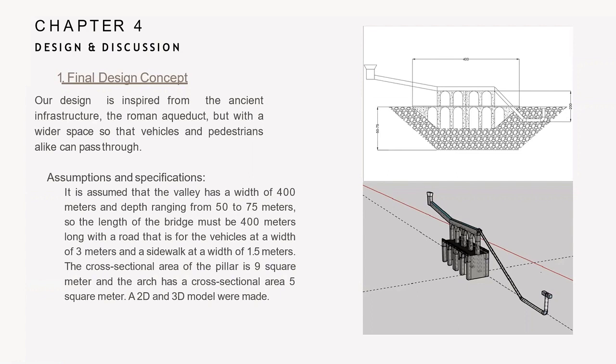The road on the bridge is 3 meters wide with 2 lanes and 2 sidewalks that have a width of 1.5 meters each. The functional area of the pillars is 9 square meters, and the arch has a cross-sectional area of 5 square meters. So then a 2D and 3D model were made.